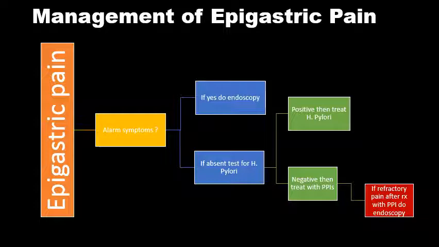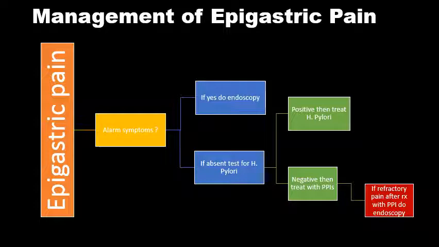If a patient comes to you with pain in this region, you have to first see whether certain alarm symptoms are present. What are these alarm symptoms? Pain in a person who's older than 50 years old, epigastric pain in an anemic person, a person complaining of dysphagia, a person with complaints of weight loss, and any kind of bleeding sign like heme-positive stools or hematemesis. If these signs are present, you do endoscopy.